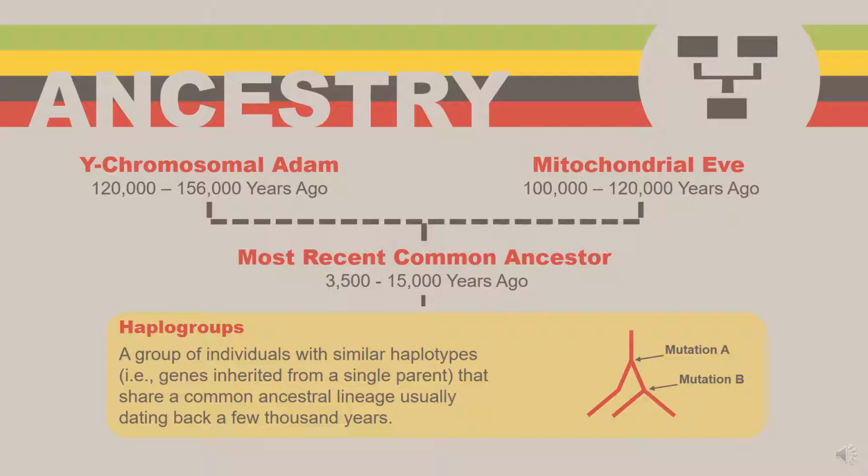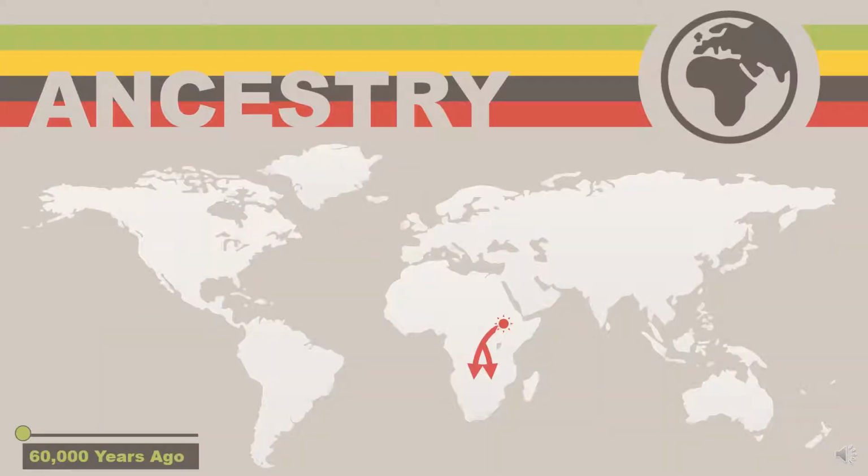To help us understand where this othering comes from, there is a useful concept known as haplogroup. Haplogroups are groups of individuals with similar haplotypes that share a common ancestral linkage, usually dating back just a few thousand years. These haplotypes are genes inherited from a single parent due to mutations that occurred along the way. Therefore, haplogroups can be considered a sort of roadmap that allows us to understand how we are to relate to one another. When you chart back far enough, the oldest haplogroups are those which migrated to southern Africa about 60,000 years ago.